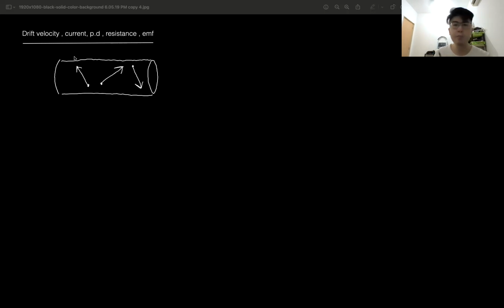They don't move in a straight line, they move in zigzag because they bounce off one another and they bounce off the positive ions. So they go in a zigzag direction. The net velocity, they will cancel out. So that means there is no net flow of electrons. This velocity with this one, they cancel out the effect. So overall, we can say that the electron is not flowing. They are moving, but they are not flowing in one direction.